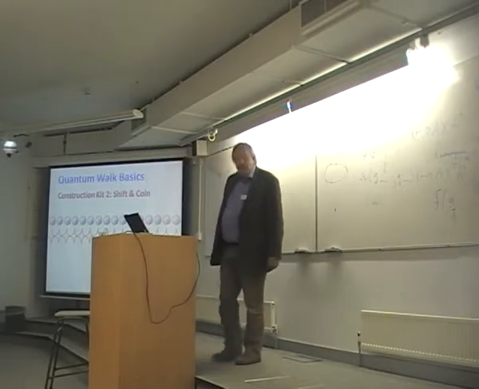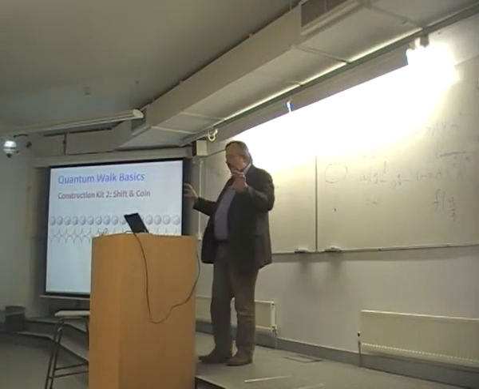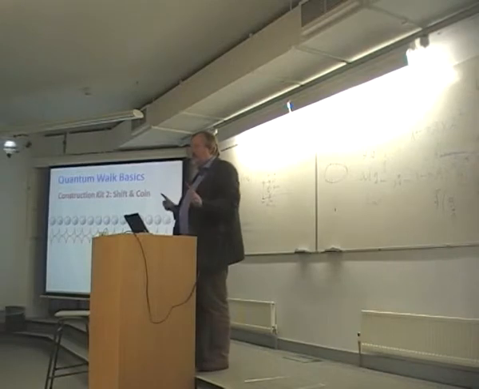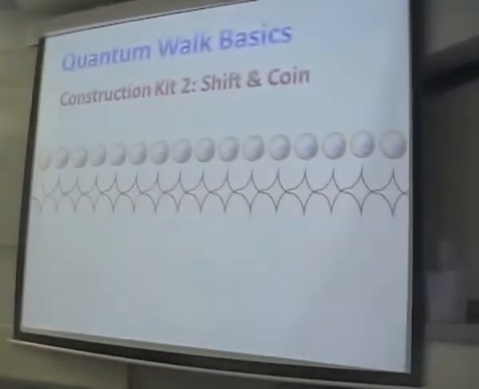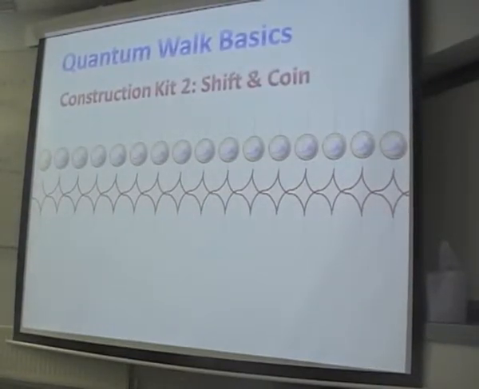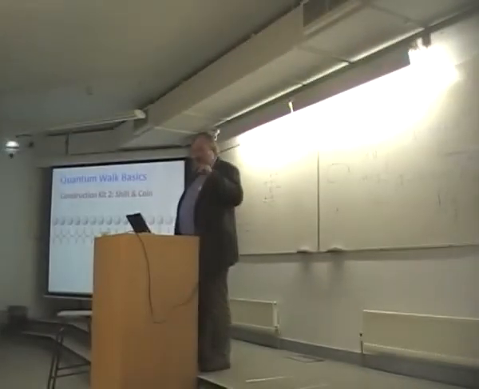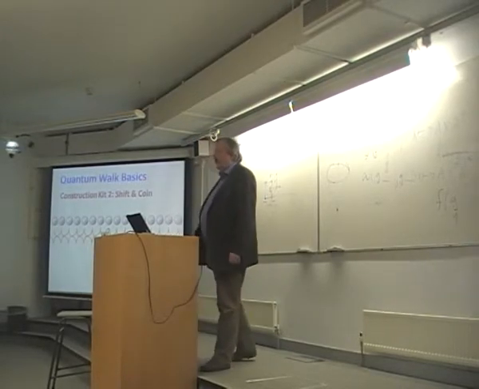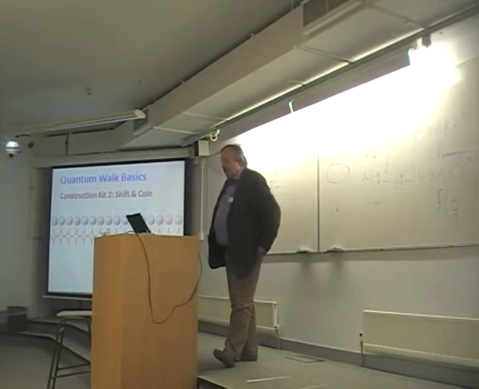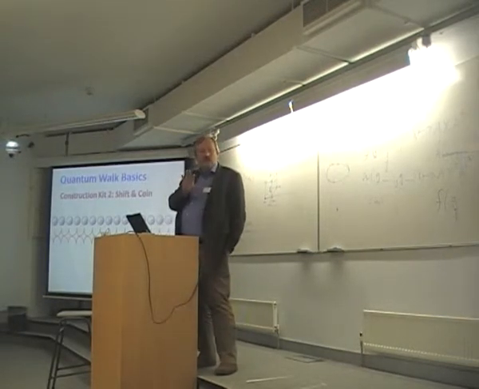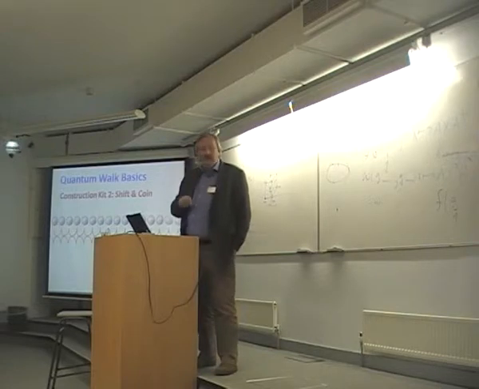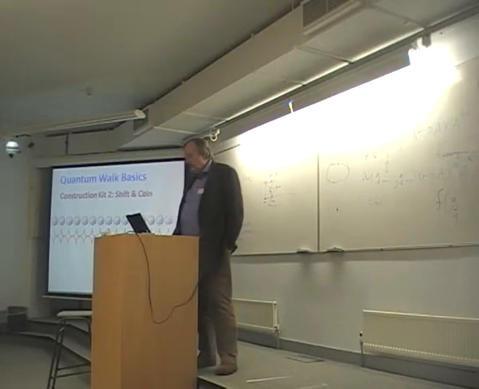Okay, so the particular way of doing that is to have the first layer as some kind of shift operation that depends on the internal state. This is indicated by these red lines. And then comes a coin operation, which at each site performs a unitary transformation. So this will be a fixed operation. So we can actually write it as a tensor product of a coin operation on the coin space with doing nothing on the translation degree of freedom.